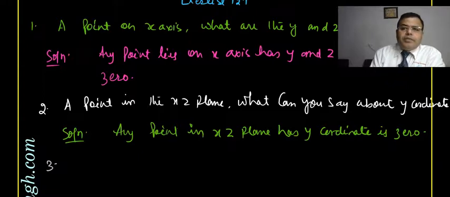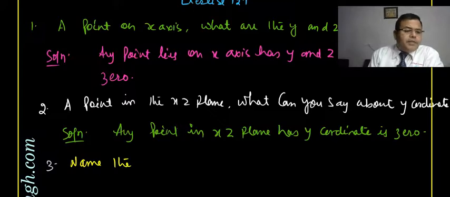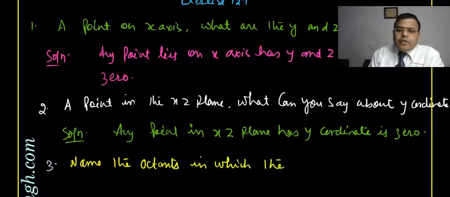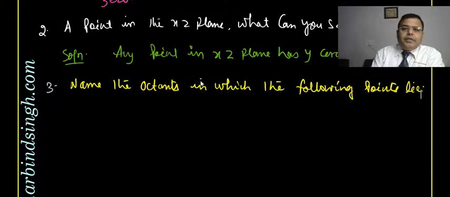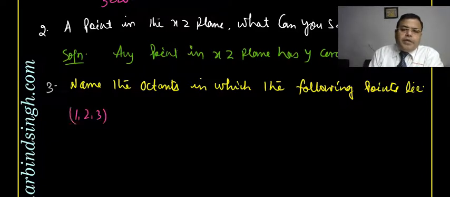Name the octants in which the following points lie. The first point is given here: 1, 2, 3. All three are positive. Since all three are positive, the point lies in the first octant.